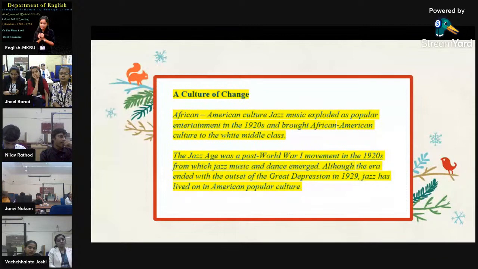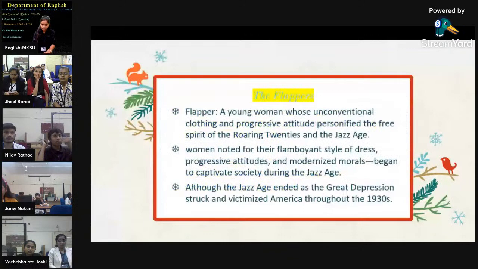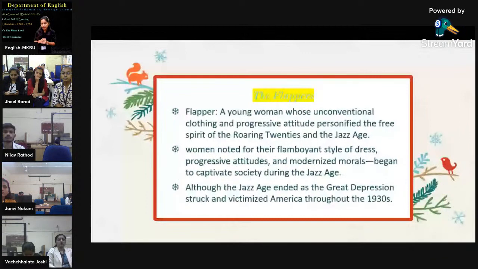Jazz lives on in American popular culture. That's why jazz became most popular in America. The flapper also comes from that era. The flappers were young women whose unconventional clothing and progressive attitude personified the free spirit of the Roaring Twenties. Women were noted for their flamboyant style of dress, progressive attitude, and modernized morals in a capitalist society during the Jazz Age. This type of dress code we can see in The Great Gatsby novel, in Daisy's look.